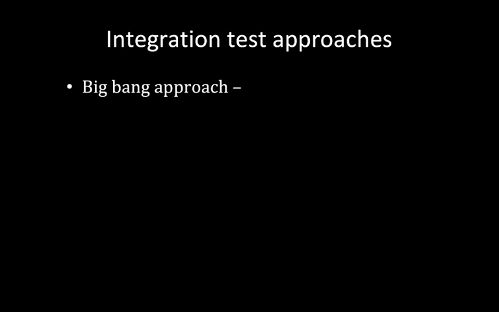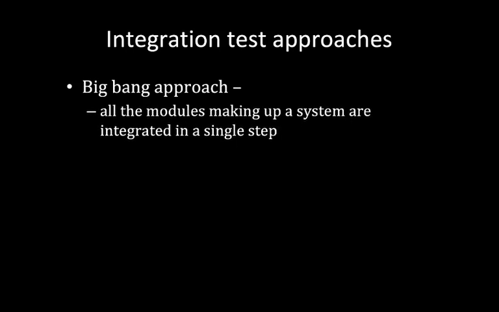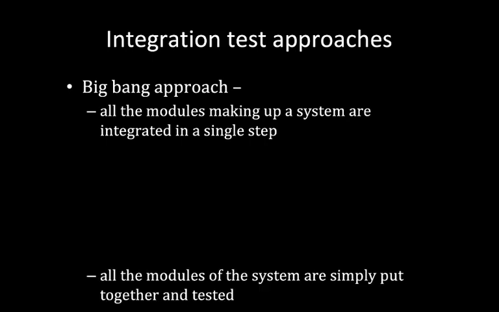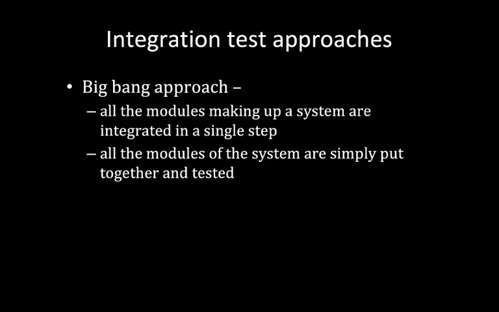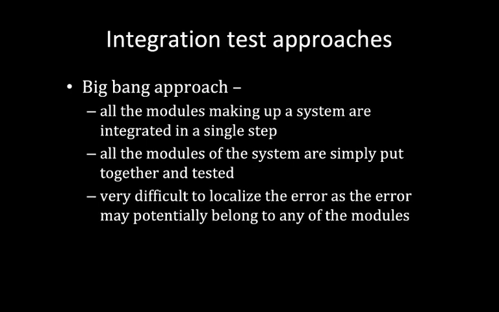In the Big Bang approach, we integrate all the modules making up a system together in a single step. So if there are 10 different modules that make up the system, we integrate all the modules at once and try to test the whole system. The problem here is that all the modules are simply put together and tested, but the difficulty is to localize the error because the error may belong to any of the modules. It will be difficult to find out which module has caused that error. So this is known as the Big Bang approach.